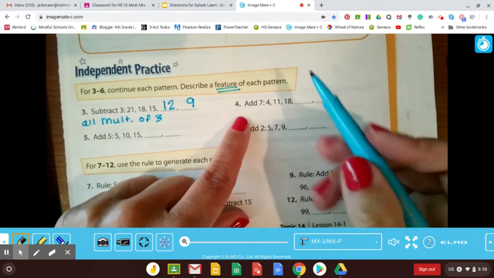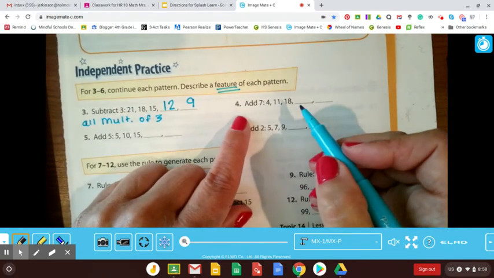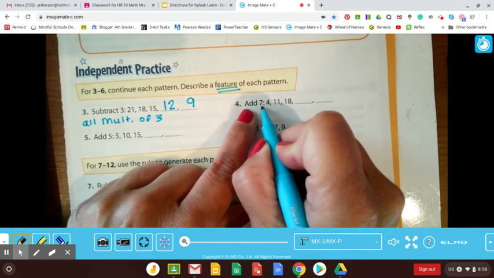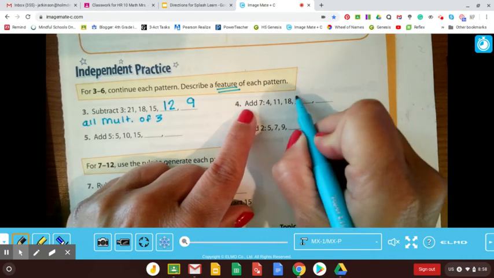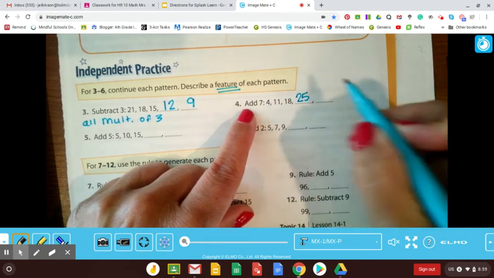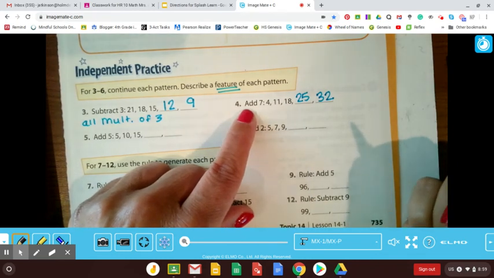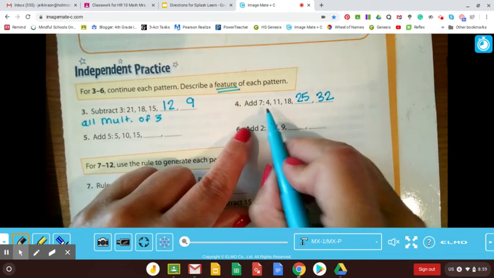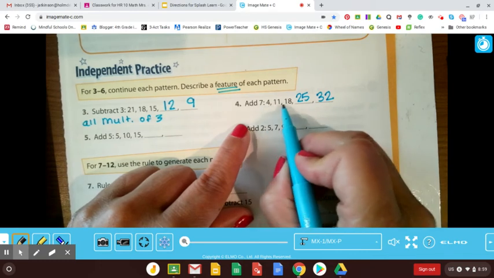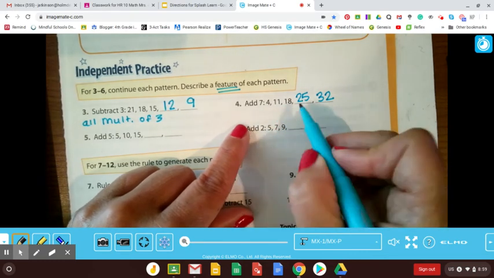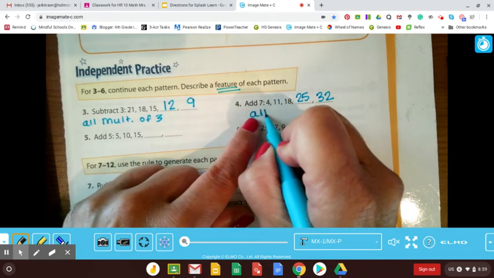Let's take a look at this one. So we're adding 7. That's our rule. And so we should have 25 and a 32, if we're adding 7. And a feature of this pattern, we notice that it alternates odd and even.